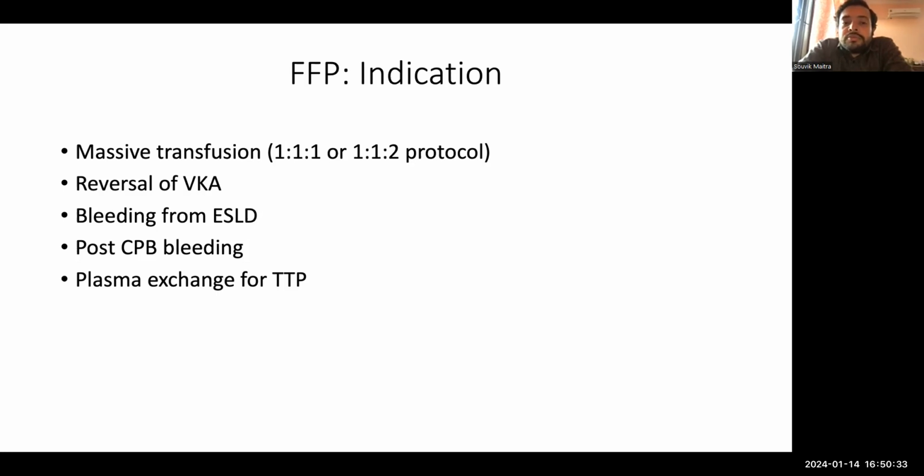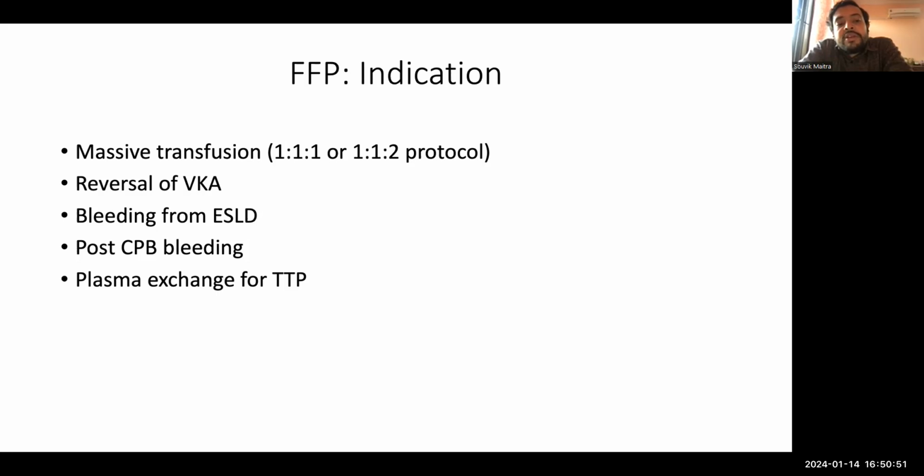Normally in our trauma setting, we use 1:1:1, or in case of massive hemorrhage we try to maintain a ratio of 1:1:1. Subsequently, we guide our therapy by thromboelastography or ROTEM, whichever is available. So this is the primary indication of FFP.